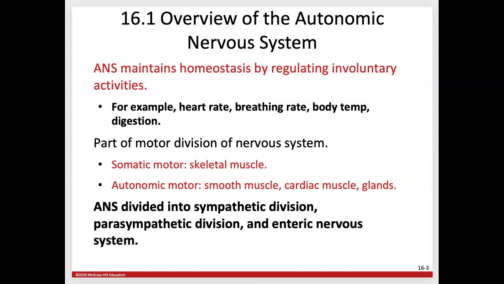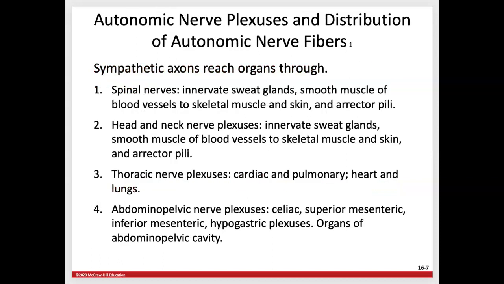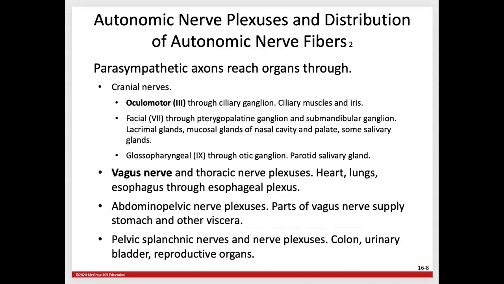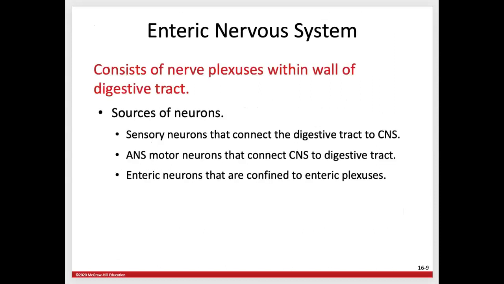So let me pop back up where I was. The sympathetic axons reach organs through those routes, and the parasympathetic axons reach organs through cranial nerves, the vagus nerve, abdominopelvic nerve plexuses, and pelvic splanchnic nerves. It's a big tongue twister there. The enteric nervous system consists of nerve plexuses within the walls of the digestive tract.